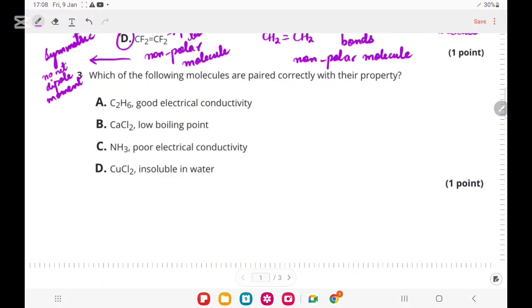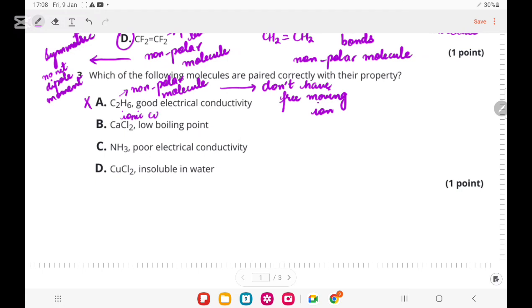So the next question: which of the following molecules are paired correctly with their property? C2H6 is basically a non-polar molecule, and non-polar molecules don't have free moving ions, so because of this they do not conduct electricity. So this option is incorrect.